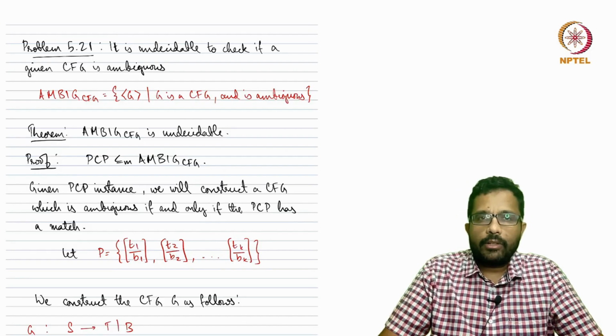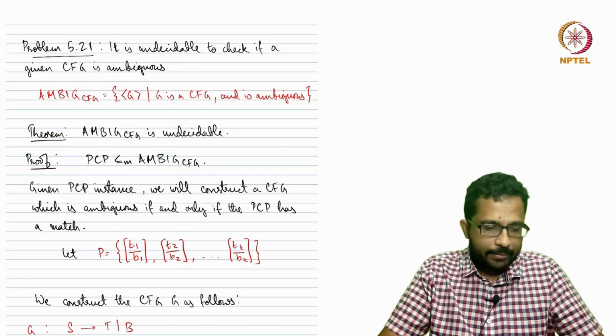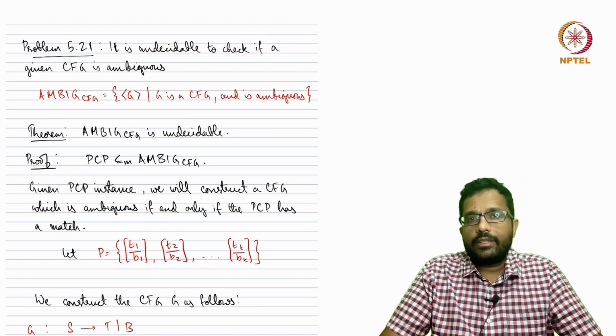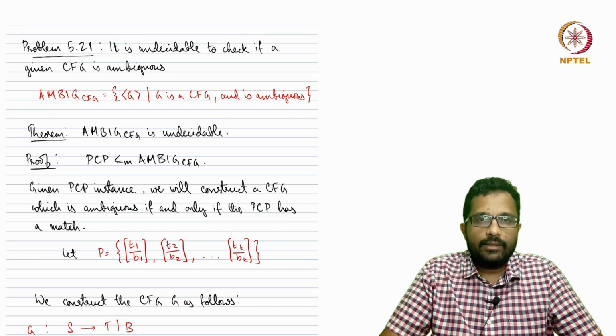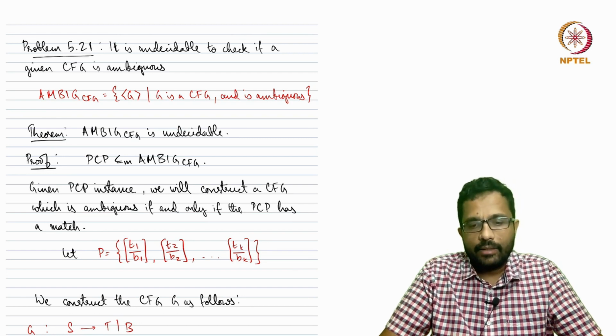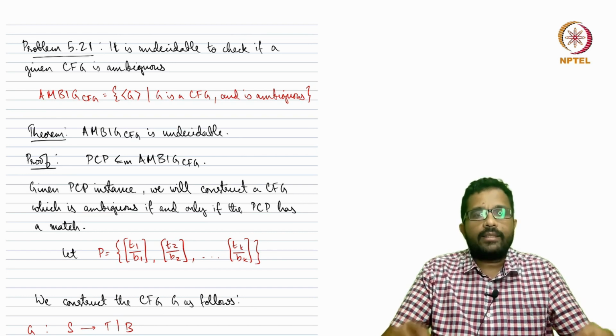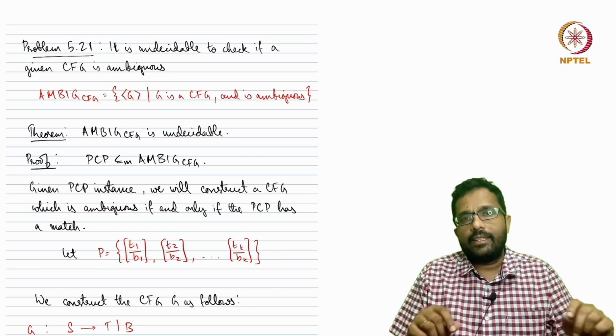Hello and welcome to lecture 44 of the course Theory of Computation. In the previous lecture, we saw that PCP is undecidable. In other words, given a PCP instance, it is undecidable to determine whether the given instance has a match.